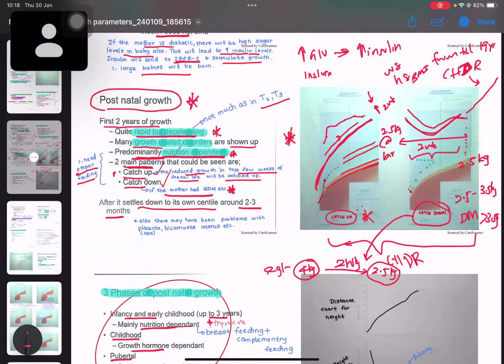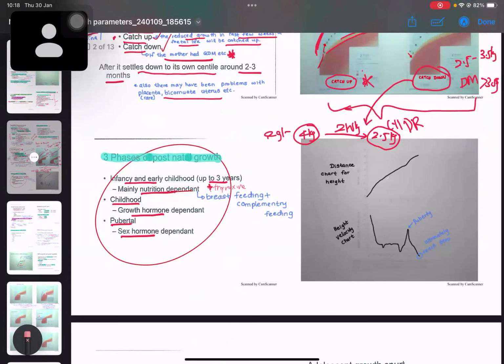Also, there may have been problems with the placenta, bicornuate uterus, all those things. Due to those things, the baby will take 2 to 3 months to come to a normal pattern. That's normal. Okay. And the next important thing is the phases.